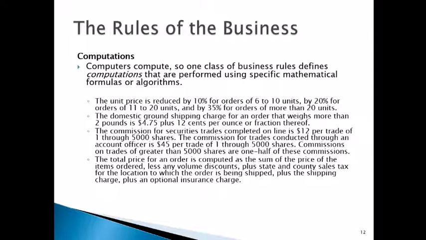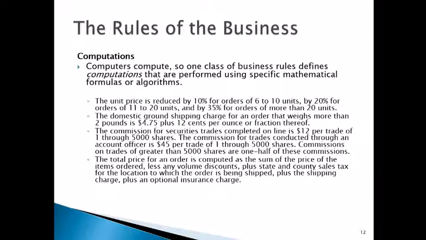The domestic ground shipping charge for an order that weighs more than 2 pounds is $4.75. If it is up to 2 pounds, then it is this much; if it is 12 cents per ounce, then it is this much. For example, go to OCS and TCS. So depending on the weight of the parcel, your cost is calculated.